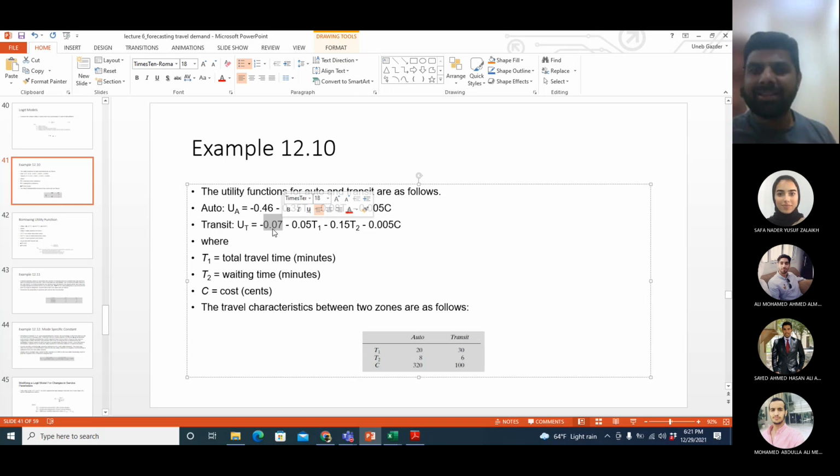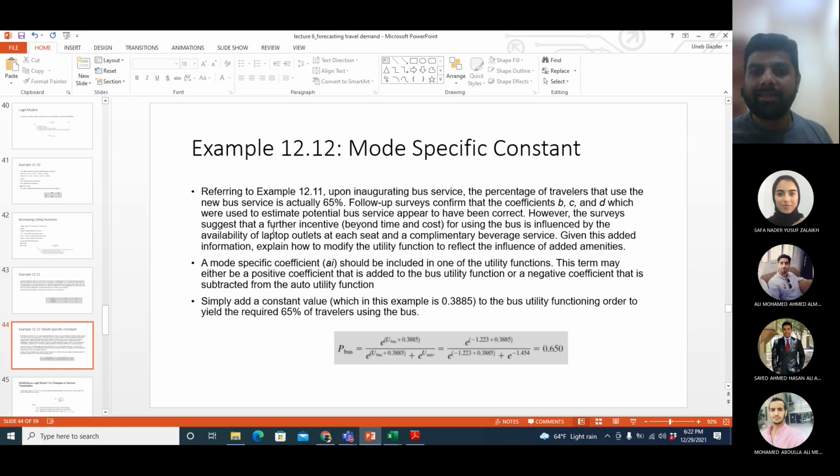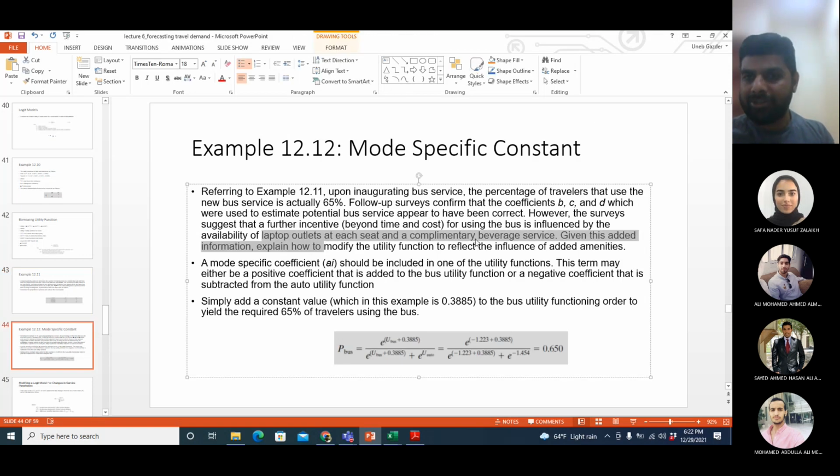Similarly the laptop outlets, again something which we cannot quantify in terms of the effect on the passenger. We don't know how many passengers are actually coming because of the outlet. So because of these things we introduce a constant term. Now in this example they are saying that these two factors, the laptop outlet and the beverage service, are basically increasing the passengers percentage from 55% to 65%.